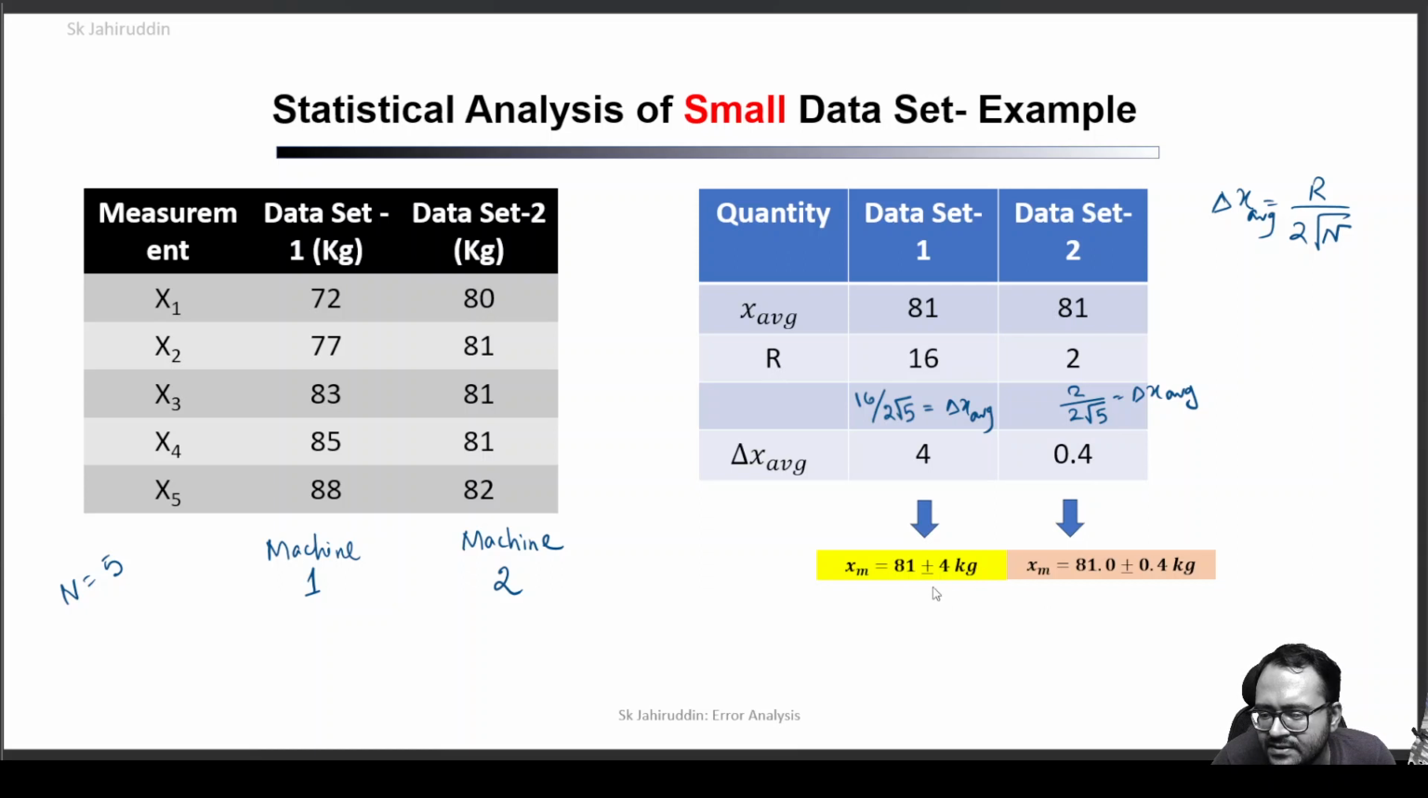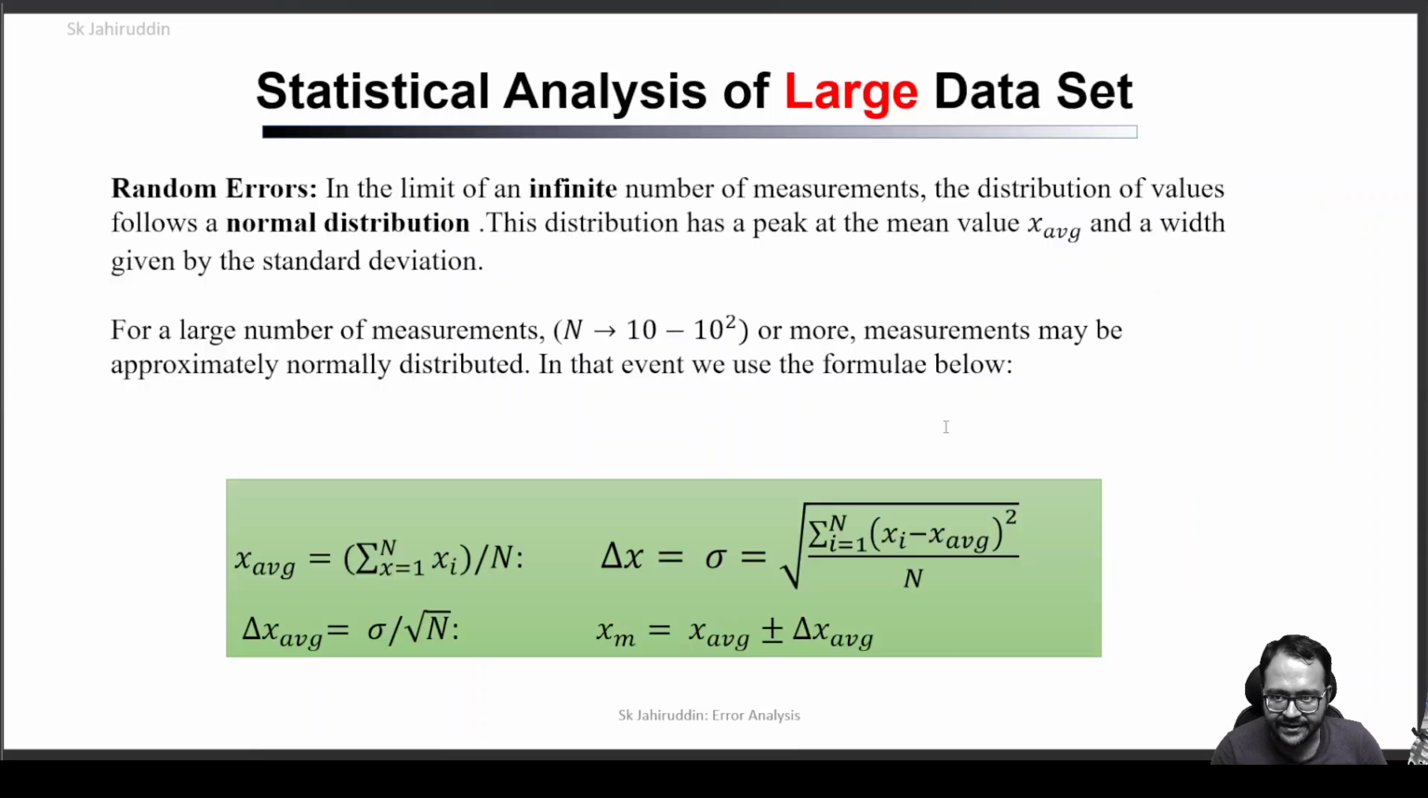So that machine gives you very erroneous data, and that machine gives you good data. So that is how for a small data set we write the errors. So what about when the data set is large? Then there is a different procedure in statistics. I call it the standard deviation.